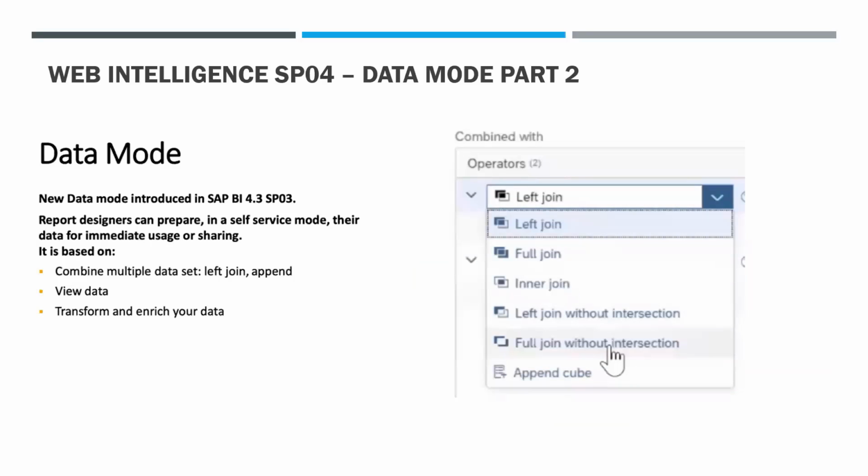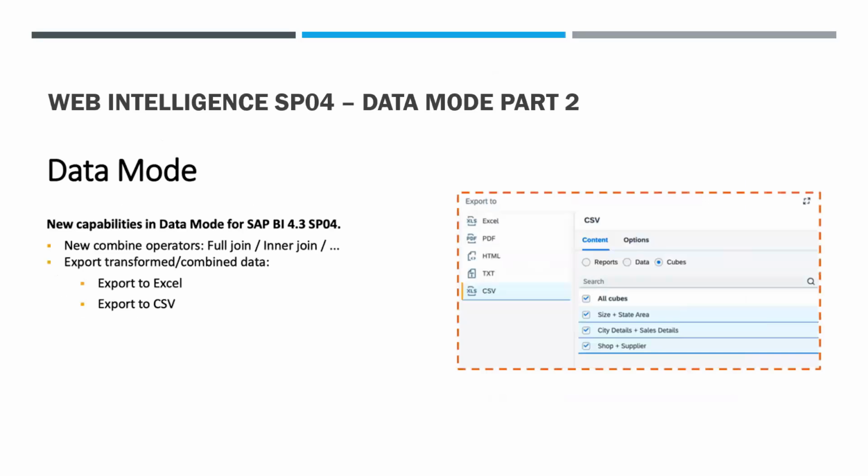All right, data mode. They did really expand a lot of the functionality. In SP3, they gave us data mode and the ability to join data with a left join and an append. Now you see that they have expanded that to include a full join, an inner join, which is really nice. And then these extra two here, left join without intersection and full join without intersection. I think those are going to be great additions, things that we've wanted to do for many years. Now we'll be able to do with SP4. So that was a great addition that they're giving us.